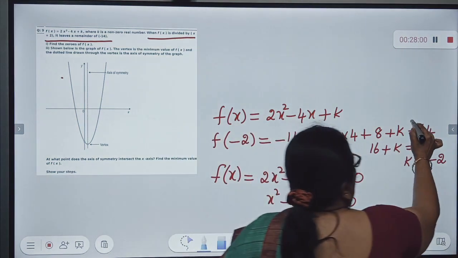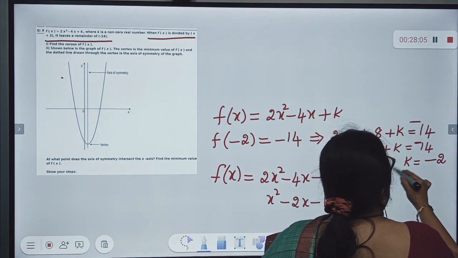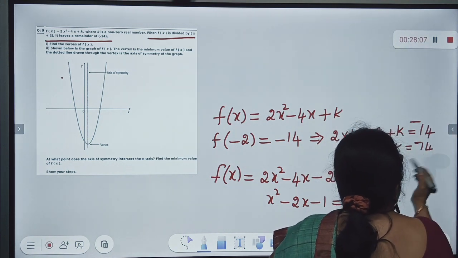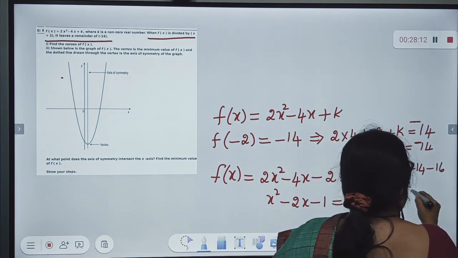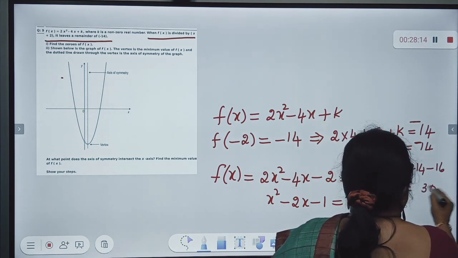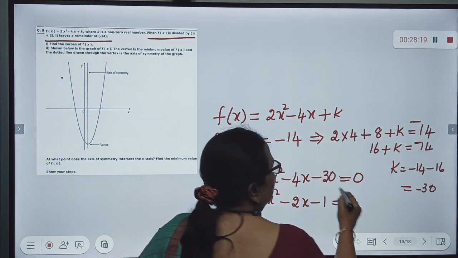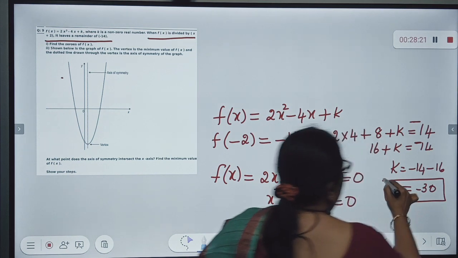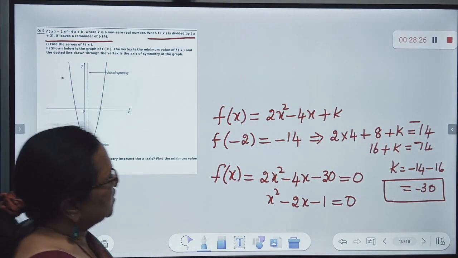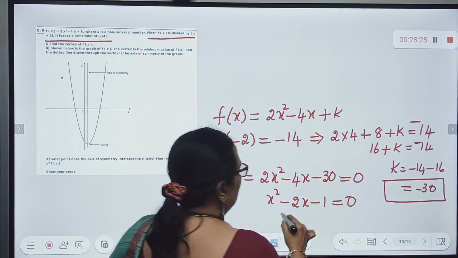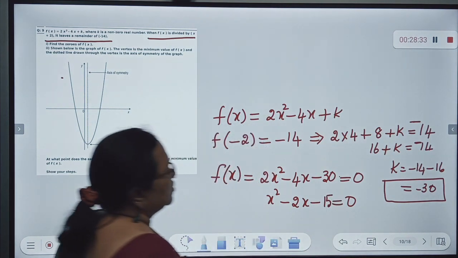This is minus 14. So I will have minus 14. K will be minus 14 minus 16, minus 30. So this will be minus 30. K is minus 14. The remainder is minus 14. I had missed the minus sign. So now from here what do you get? X square minus 2x minus 15 equal to 0.